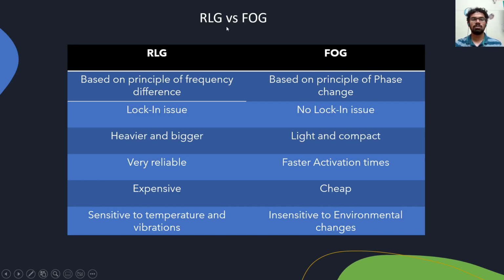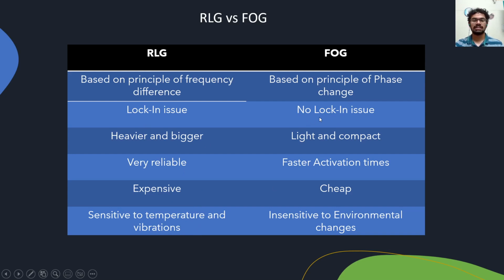So we have seen that both RLG and FOG have basic principles that work on the Sagnac effect, but there are certain properties in which they differ. So these are the differences between both of them. We can see that RLG is based on the frequency difference of the two inputs or two optical light sources, whereas FOG is based on a shift in fringe pattern or a phase difference. RLG has many disadvantages: it has a lock-in issue, it is heavier, it is expensive, and it is also sensitive to environmental changes.